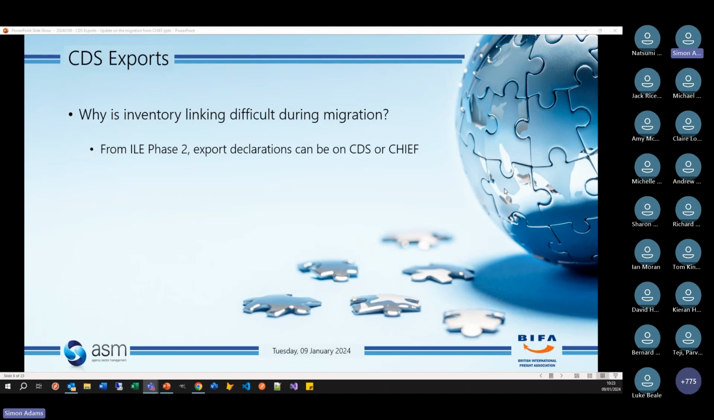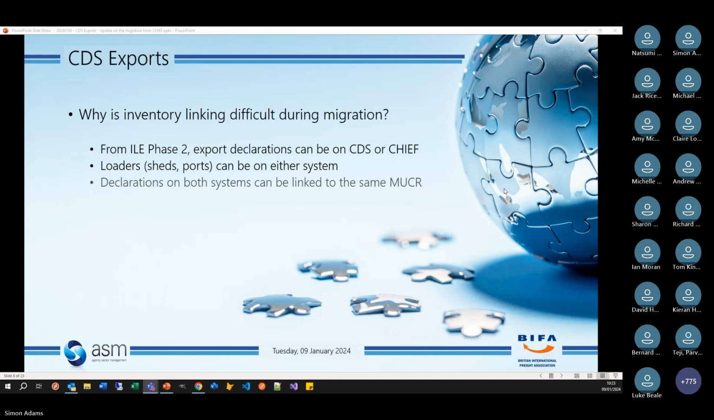There are various phases to the export migration for that very reason. From phase 2, which is really what we're talking about, and more on that in a moment, export declarations can be on CDS or Chief. The loaders who are arriving and departing these things at the frontier can be on CDS or Chief. And declarations on both systems can be linked to the same mucker. So you can have a mucker with a couple of declarations on Chief and a couple of declarations on CDS, and those two systems are different systems. They don't naturally talk to each other.